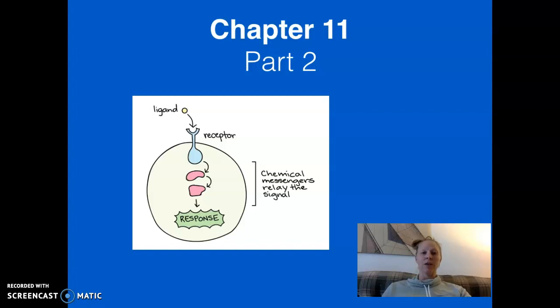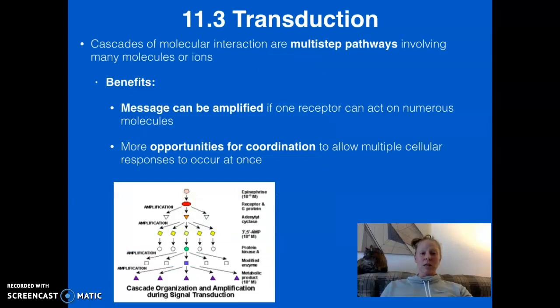Remember that the first set of notes had to do with cellular communication, and we said that in a signal, there's a reception, there's a transduction pathway, and there's a response. In the last set of notes we talked about the reception. In this set of notes, we are talking about the transduction pathway. In our third set of notes, we're going to be talking about the response. So let's get to this.